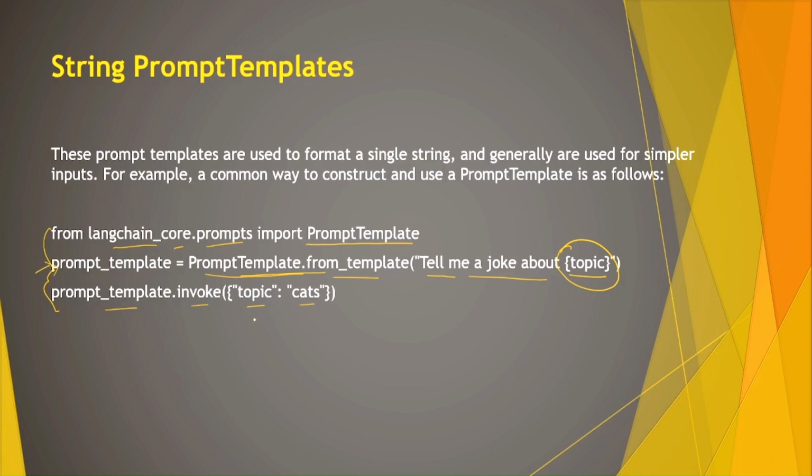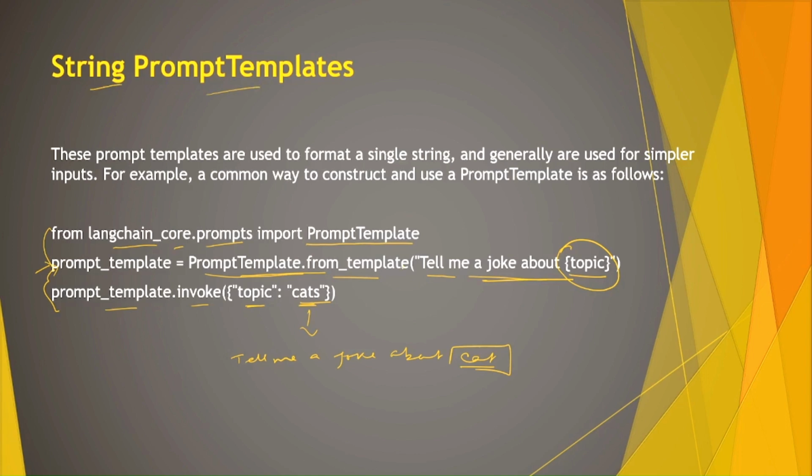If you remember, I told you a prompt template always takes input as a dictionary. So as a dictionary, we are putting topic as cat. Okay, once we execute this code, we get the output: tell me a joke about cat. Whatever you mentioned over here, that comes down over here. Okay, so this is a string prompt template because this is a single string format. So this is called a string prompt template, right? I hope you understand.